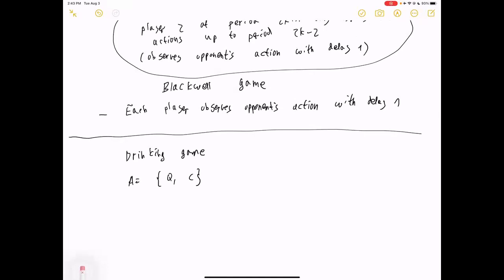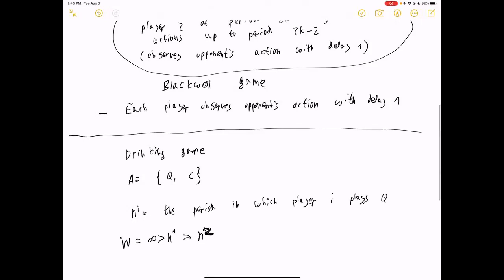And if we denote by N_i the first period in which player i quits, then the winning set for player one is: he wins if he left after player two. Right, player one wins if he left after player two, or if player two stays forever, and player one left.